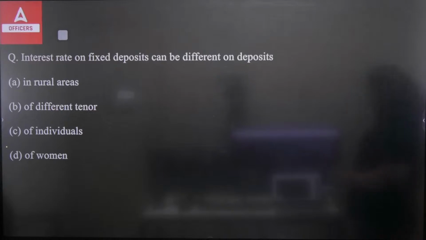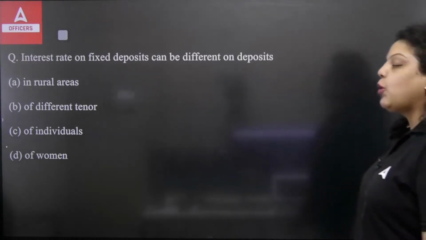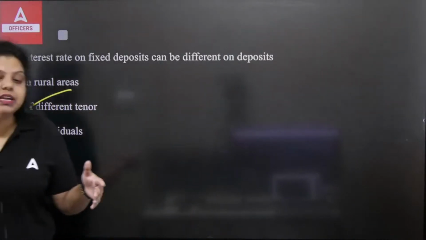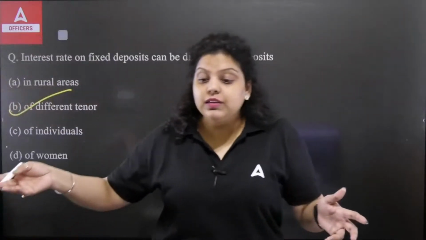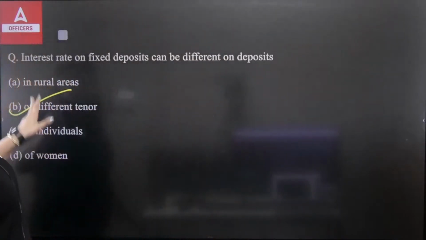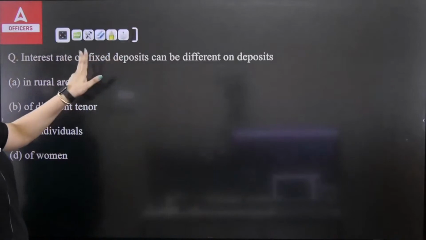Clear? And the fourth one is on the basis of gender, deciding whom to pay more interest. So the right answer is on the basis of tenure. If you are having an FD for 7 days, or an FD for 10 years, it's very obvious the interest rate will be different in both. So the right answer is B.